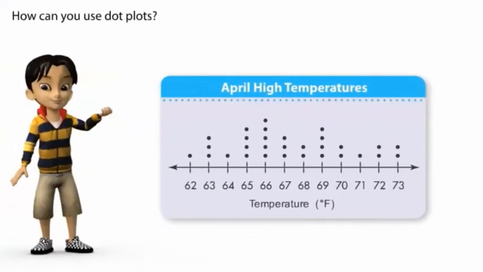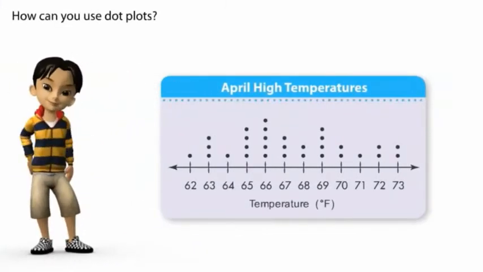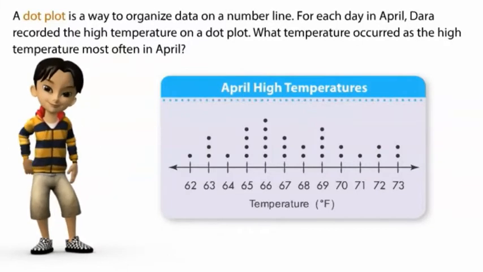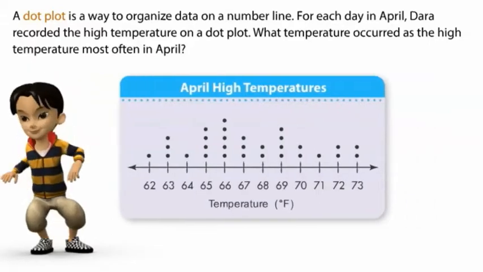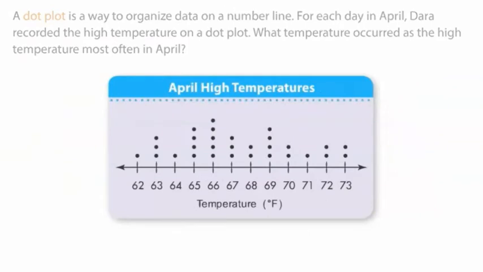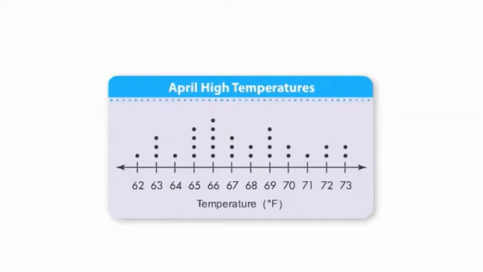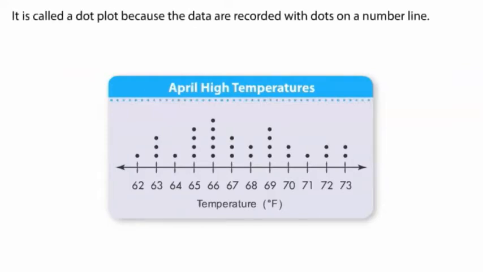How can you use dot plots? A dot plot is a way to organize data on a number line. For each day in April, Dara recorded the high temperature on a dot plot. What temperature occurred as the high temperature most often in April? Why do you think this graph is called a dot plot? It is called a dot plot because the data are recorded with dots on a number line.